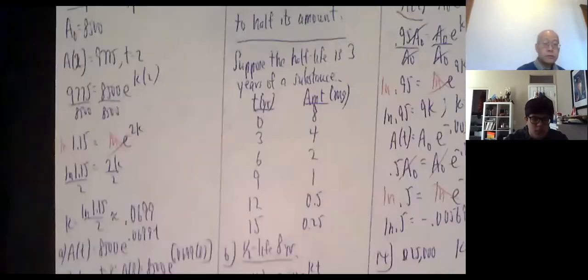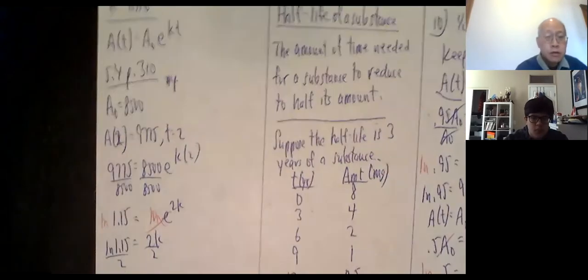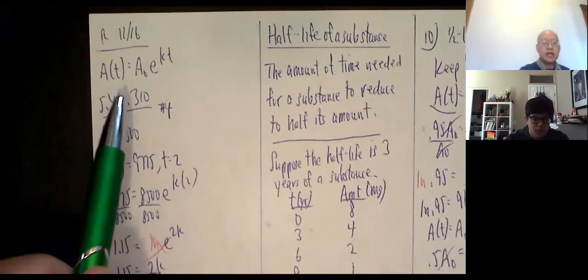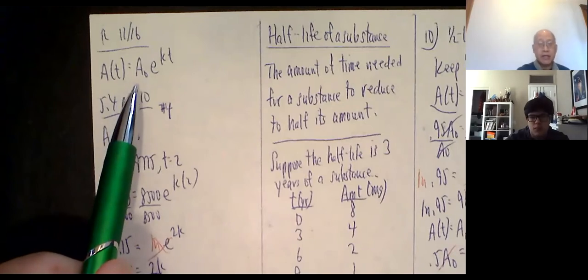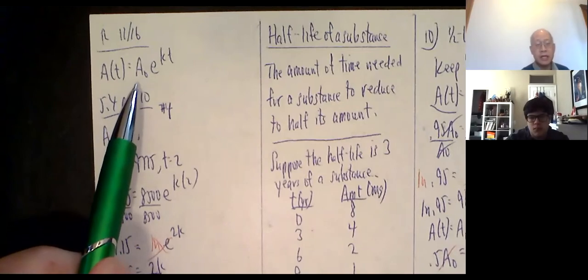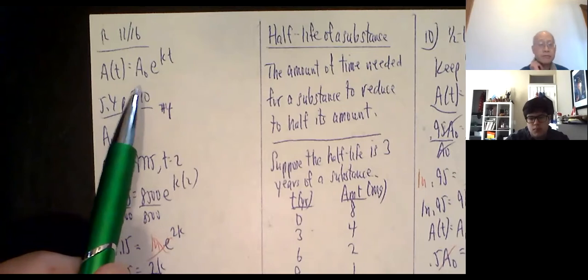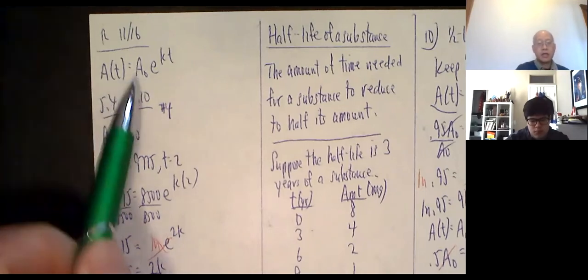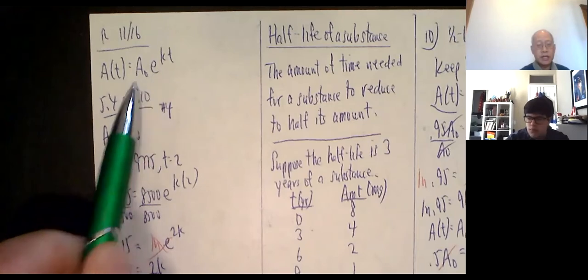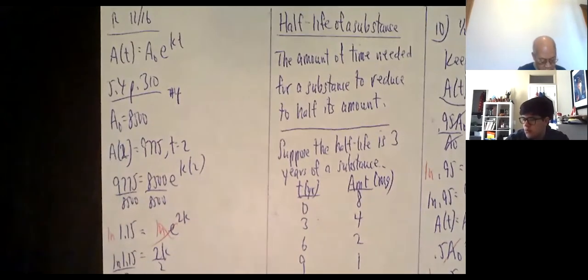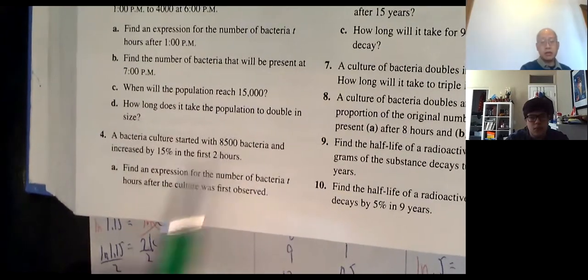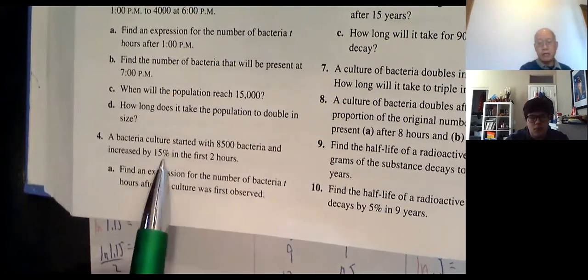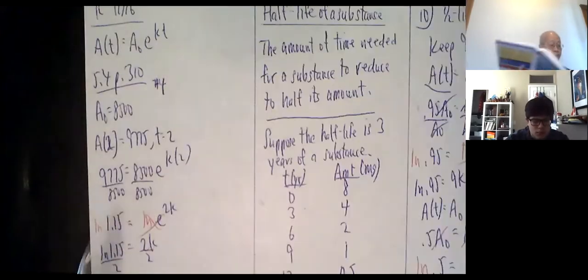I'm going to keep the book somewhat handy, but go here now. A of t is A0 e to the kt. This will work for all the problems. A is the amount. The amount might be bacteria, a population, or money. It can be anything. So I like to use A of t equals A0 e to the kt. They told me the initial amount was 8,500 in the words, so that's going to be my A0. Then I plug in 2 for the time, increased by 15%.